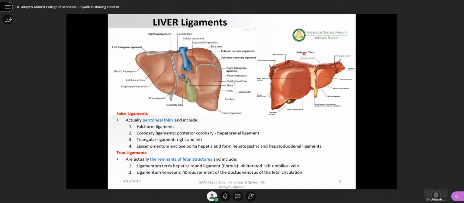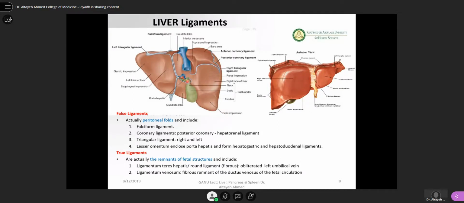What are the ligaments of the liver? There are what we call true ligaments and what we call false ligaments. False ligaments implies they are nothing more than peritoneal folds. As you can see here, we have the falciform ligament. We have right and left triangular ligaments. We have the coronary ligament, anterior and posterior. The posterior one reflects on the posterior abdominal wall to give us what we call the hepatorenal ligament. And we have the lesser omentum around the porta hepatis.